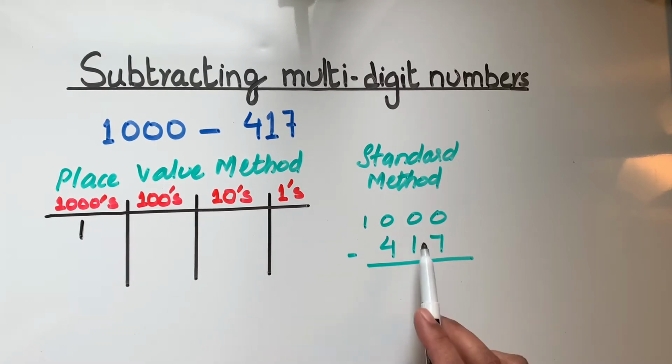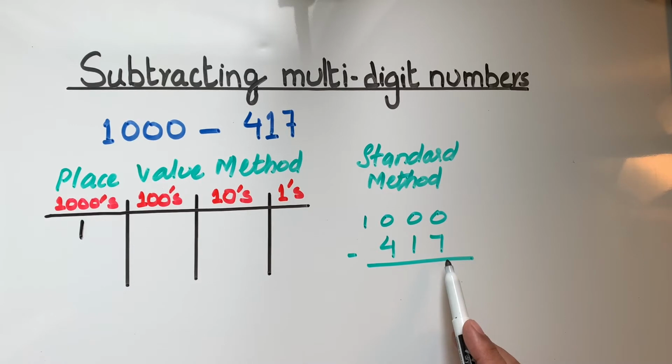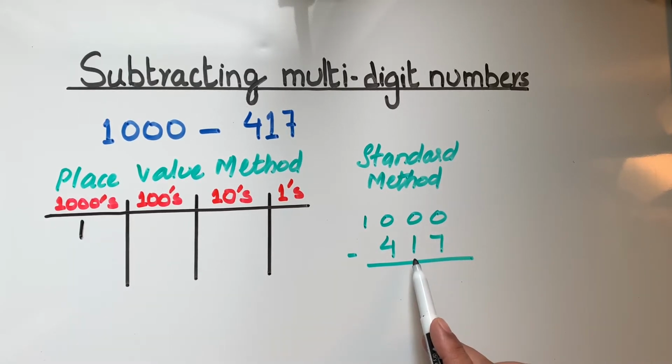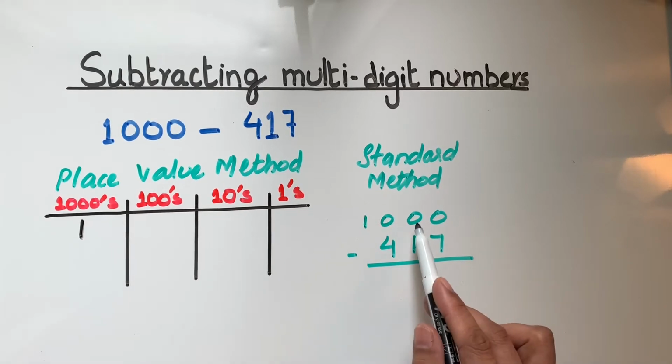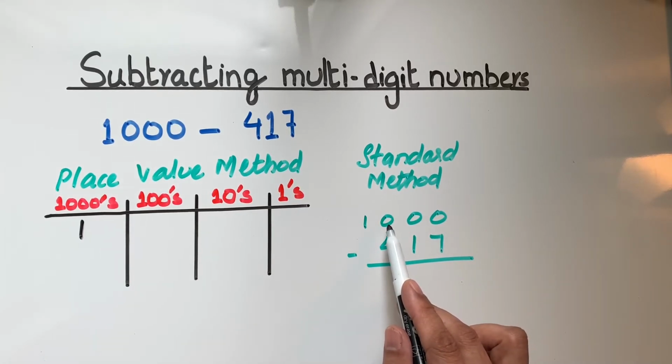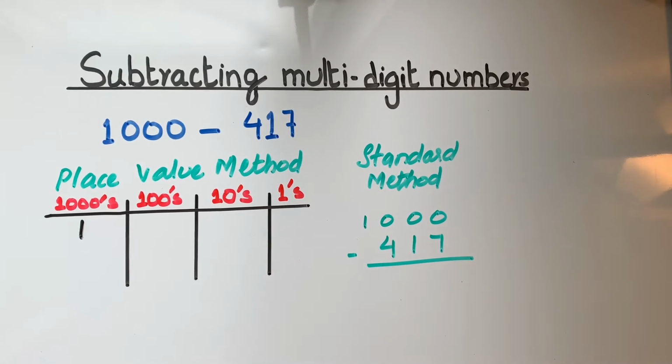We have the same problem in the standard method. We have to subtract 7 when we have 0 in the ones place. We want to subtract 10 when there is nothing in the tens place here. The same is the case with the hundreds. We want to subtract 4 when there is nothing in the hundreds place here. So what will we do?